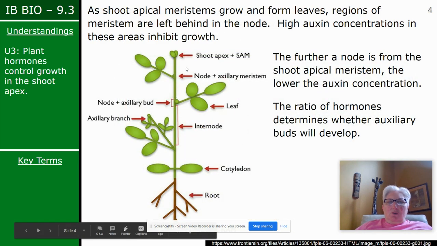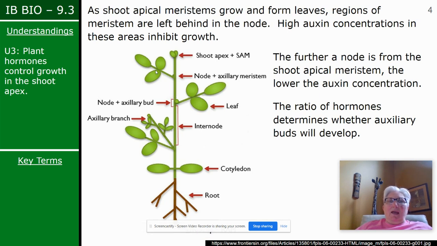So when we're talking about shoot apical meristems, right, we're talking about growth at the tips of plants from nodes that form. So these nodes are regions in the meristem that are going to either give us a leaf or a flower or fruit of some sort. The higher the concentration of auxins in this area, the less growth that you're going to see.